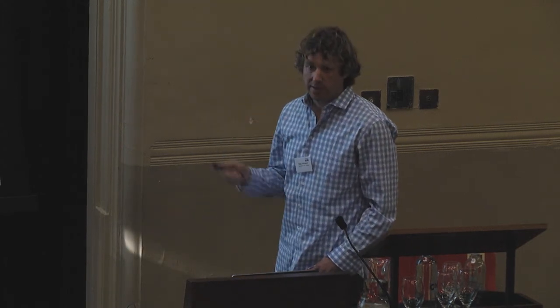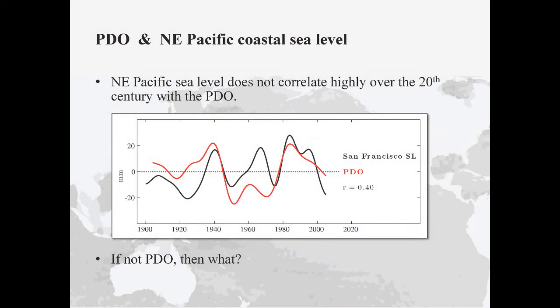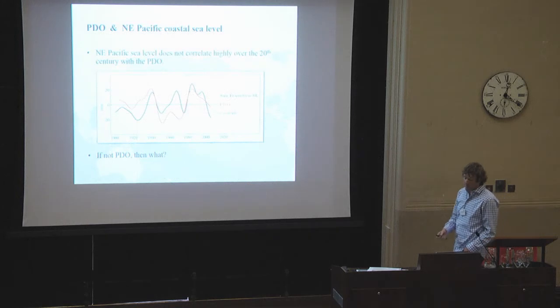That may be true for the interior part of that pattern, but if you just look at the PDO index compared to the sea level in this region, there's really not much of a relationship. This is a low-pass version of the PDO index, meaning variability longer than about 15 years. You also have the same for San Francisco sea level. You see this positive phase, negative phase, positive phase in the PDO, but it's just not there in the coastal sea level. So the question is, if PDO dynamics are not driving the long-term variability in sea level in the Northeast Pacific at the coast, then what is?